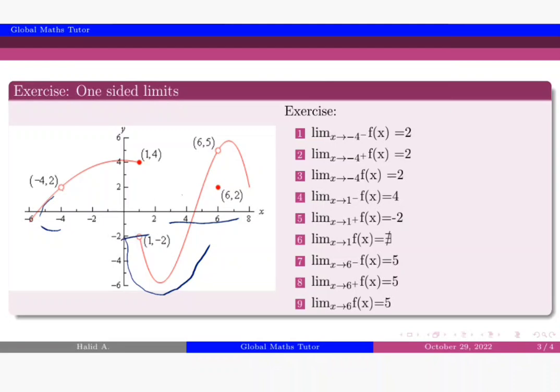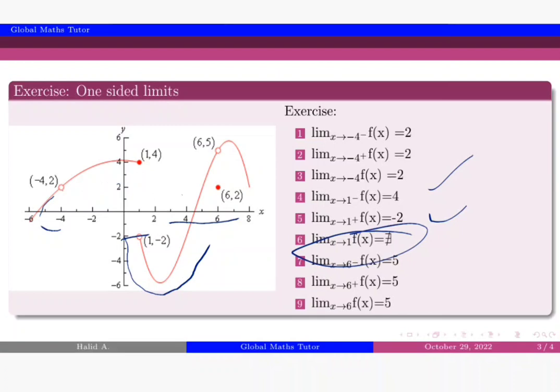So from the negative side it is 4, and from the positive side it approaches negative 2. Therefore the limit doesn't exist. The limit doesn't exist because it does not have the same value when we approach from the right and from the left-hand sides. Then the limit does not exist.